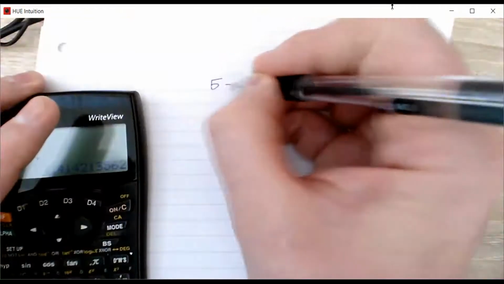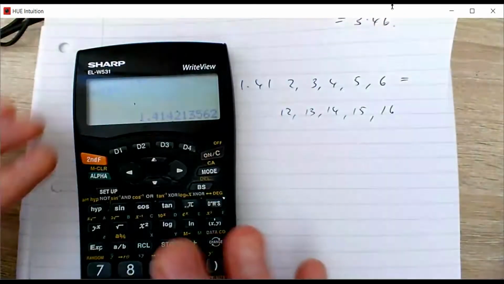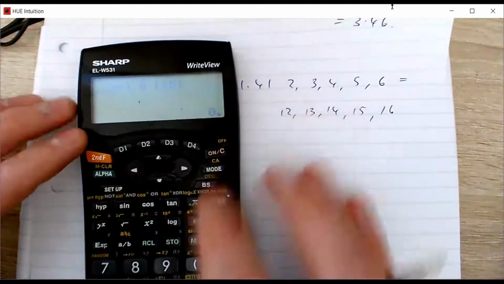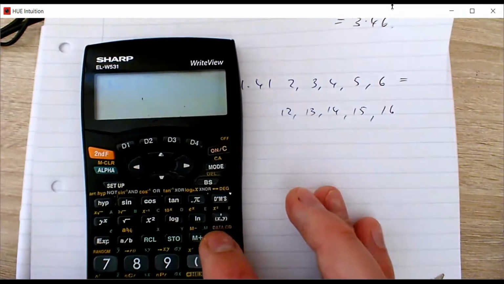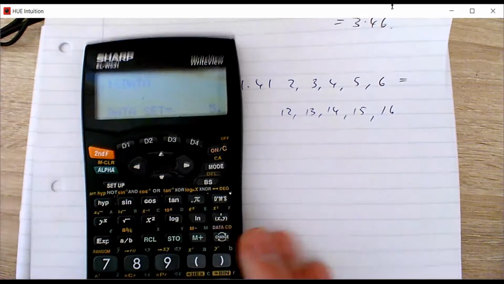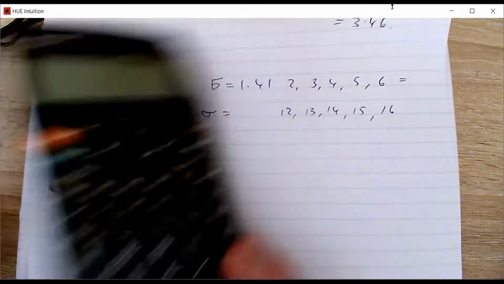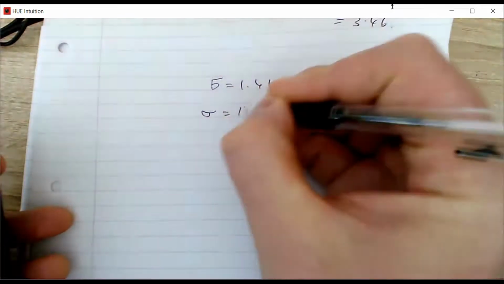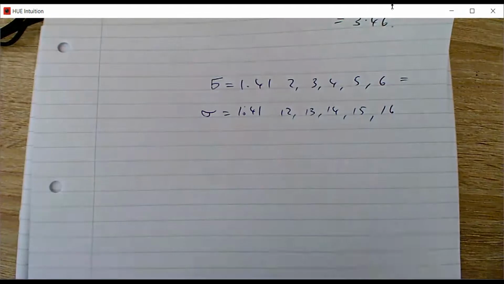Okay, sigma is 1.41. And for the second one, clear our memory and go 12, enter, 13, enter, 14, 15, 16, enter, alpha, and then sigma x equals 1.41 as well. So they have the same spread, the same standard deviation, which means these two data sets have the same spread, even though they have a different center or a different average.